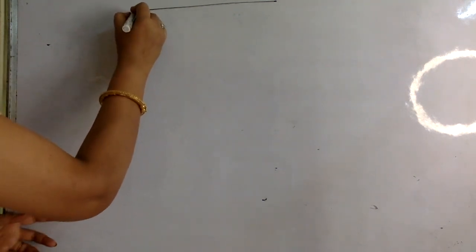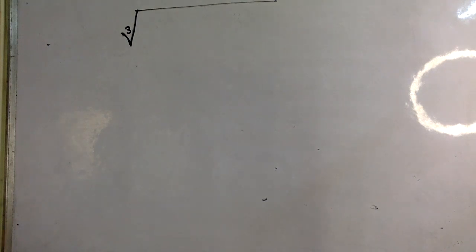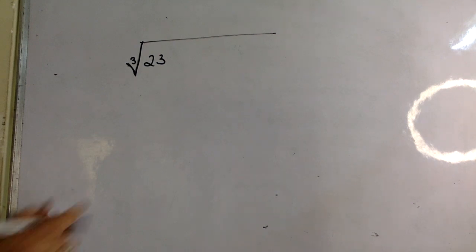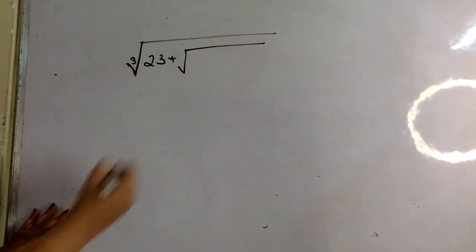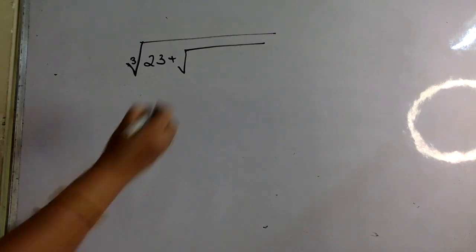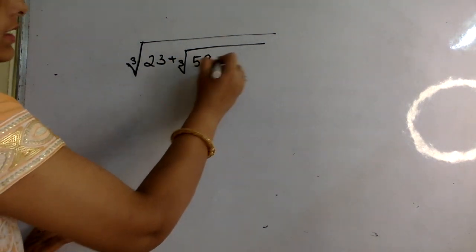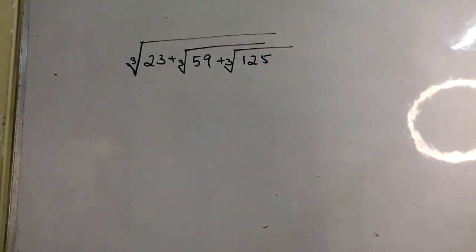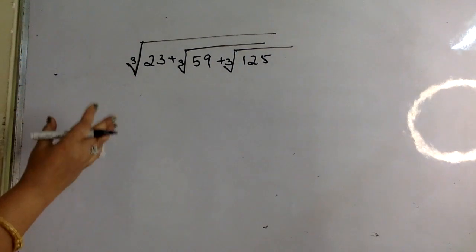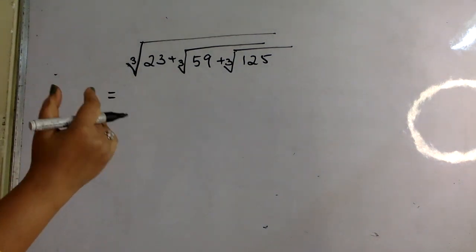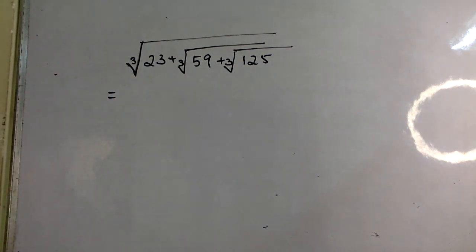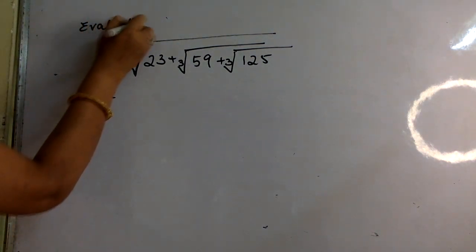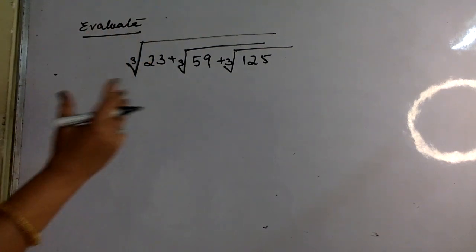Cube root over here, and then comes a 23, and after the 23 comes a plus sign, don't miss the plus sign. Then comes a 59, cube root 59, and then a plus, cube root again, and a 125. So this is my sum. Now you have to evaluate, or find the value of, this sum by simplifying it.